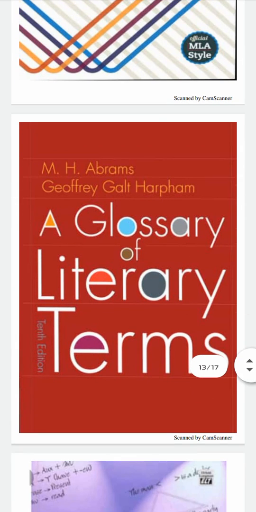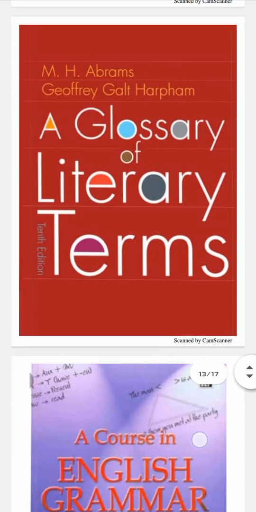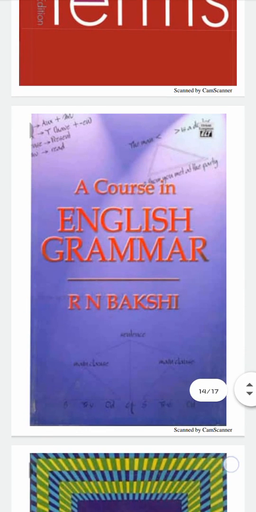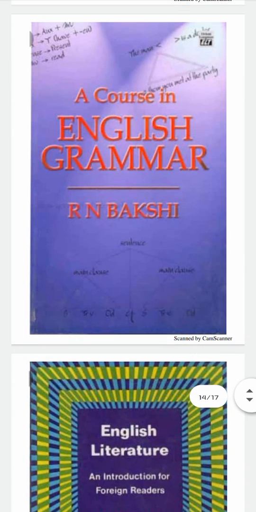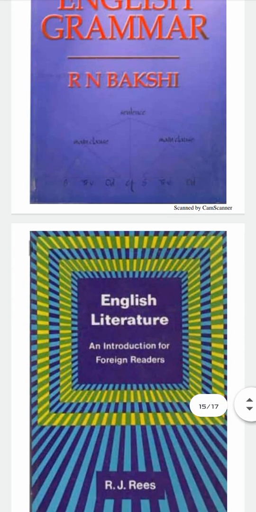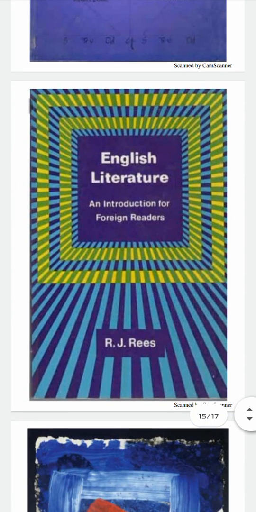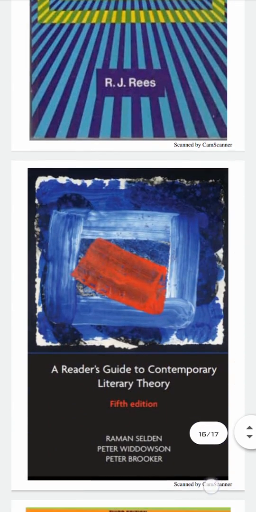For literary terms, this is also very good, and you will get all the literary terms. The presentation is a bit boring, but I'm sure you will get used to it. This is for grammar purposes. I haven't read it personally, but I got a suggestion about this book also, and it is for foreign works.